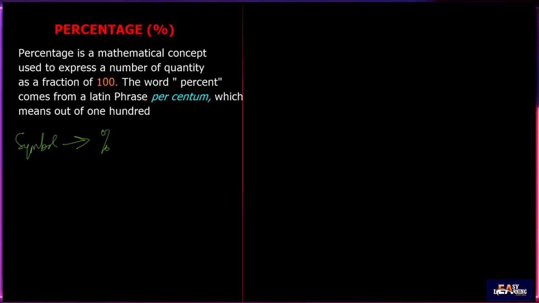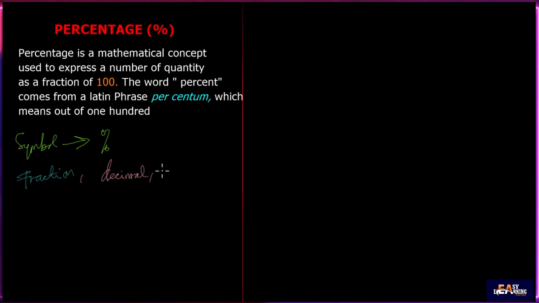Now, percentage can be expressed as a fraction. It can be expressed not just as a fraction, it can be expressed as a decimal. Let's write it properly: expressed as a decimal. And also it can be expressed as a ratio. Very important.